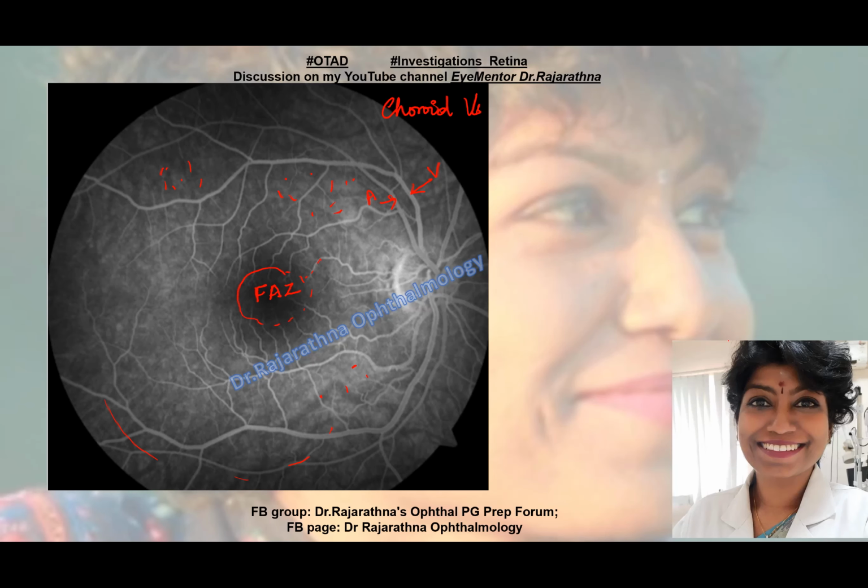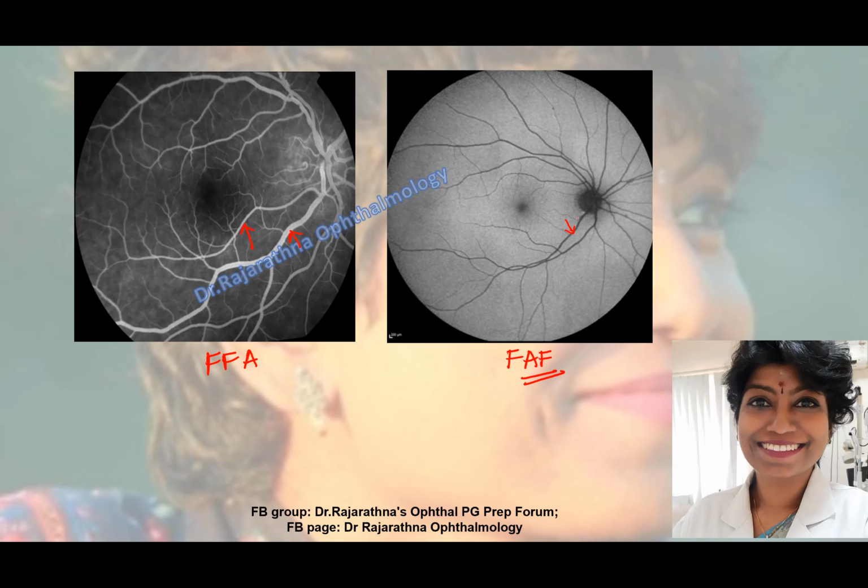But here, you're seeing the vessel pitch black. You won't be able to see any other anomaly on the vessel unless maybe some vein dilatation, but venous dilatation we wouldn't be doing in autofluorescence. See, the optic disc is pitch black, the vessels are pitch black.